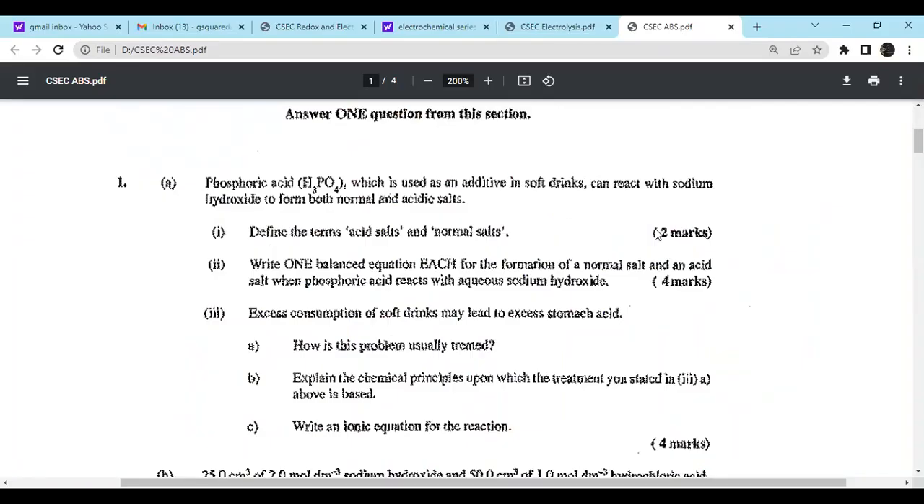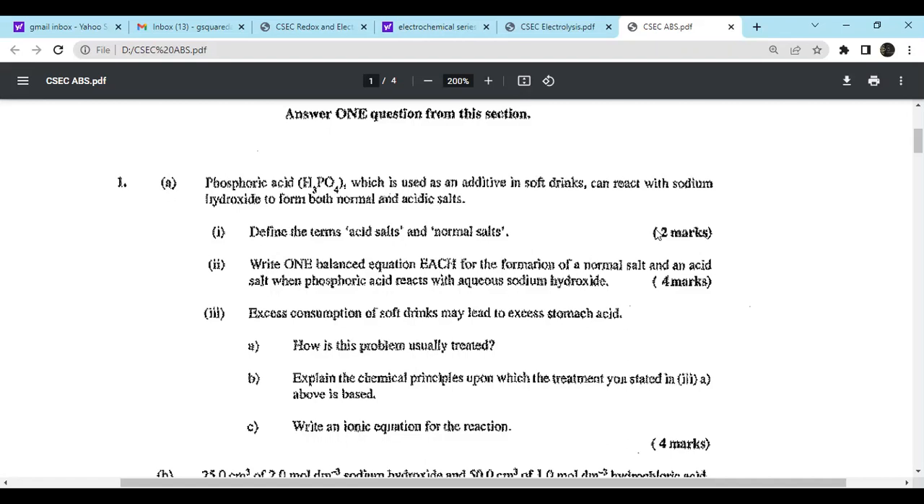So here's a question. Phosphoric acid, which is used as an additive in soft drinks, can react with sodium hydroxide to form both normal and acidic salts. Define the terms acidic salt and normal salt. So an acidic salt has protons in it due to the partial replacement of the hydrogens in the acid by a metal or the ammonium ion. That sounds long, but that's what it is.